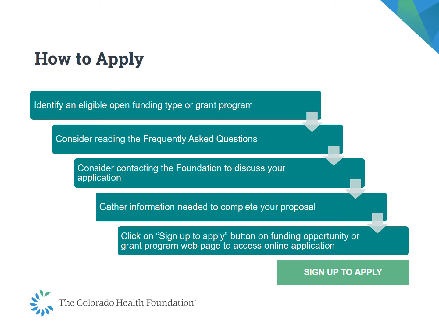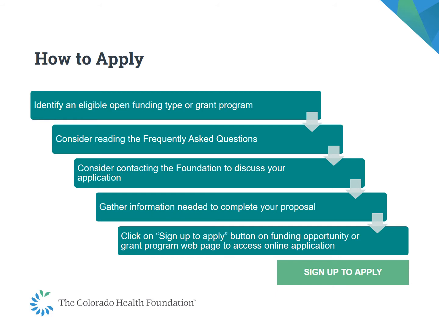First, identify a funding type or grant program that you're interested in applying for. Review the program criteria to ensure that your organization and project are eligible and that there's a match between your project and the funding criteria. You may want to review the frequently asked questions listed on our website for more information about our funding process, particularly if you're a first-time applicant or if it's been a while since you've applied for funding. Although not required, we also encourage you to reach out to the program officer associated with the specific funding opportunity or grant program in order to further discuss your proposed project as needed.